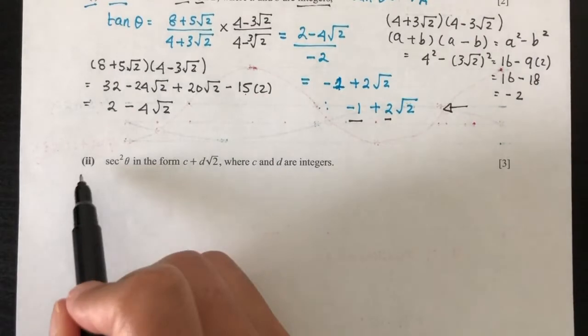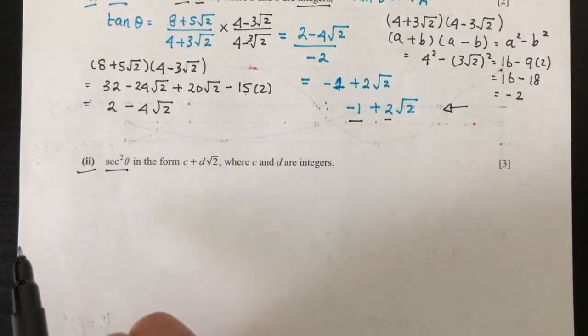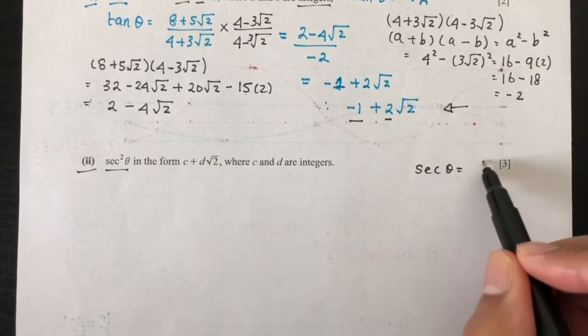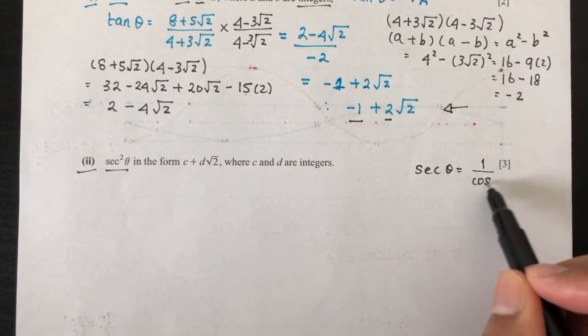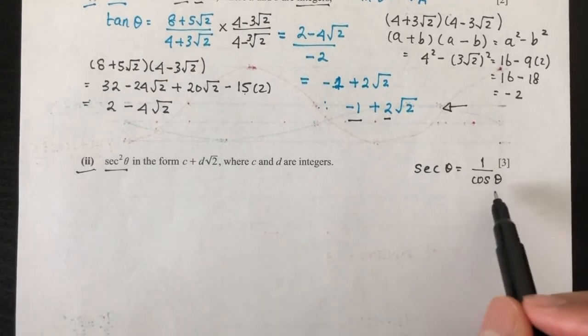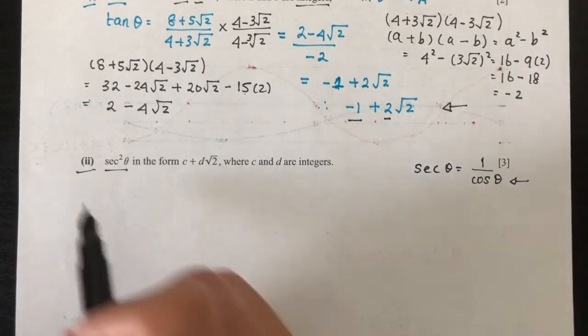Now for part 2, we have to find sec square theta. Now, what is sec theta? It is 1 over cos theta. So we have to find that. To find this, first we have to find what cos theta is.